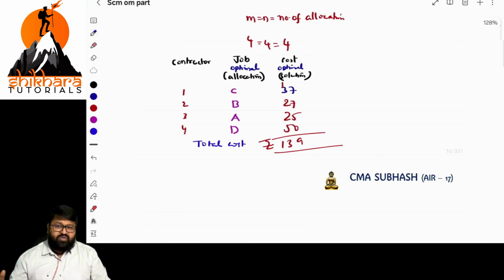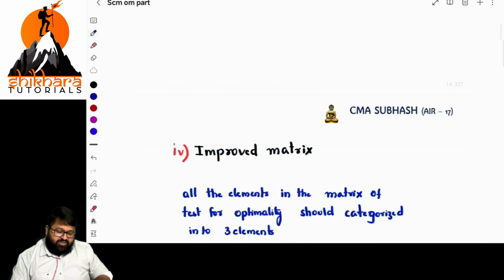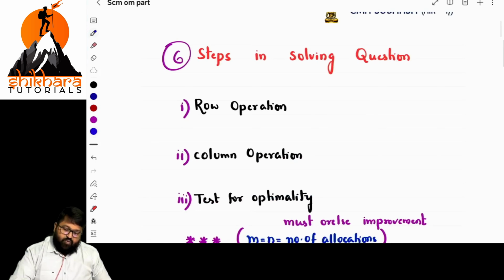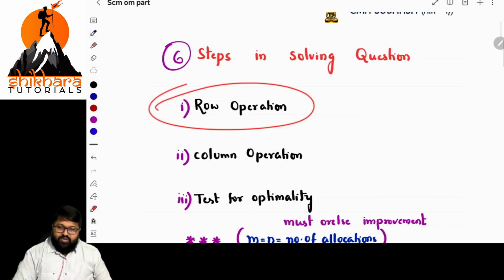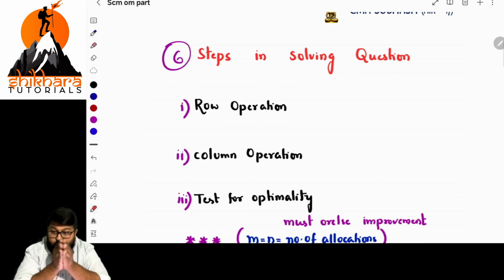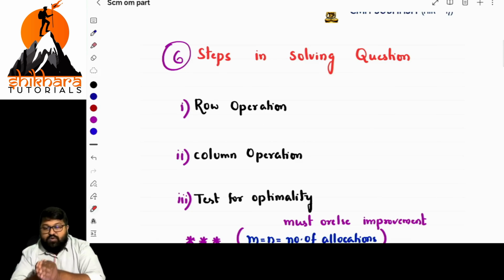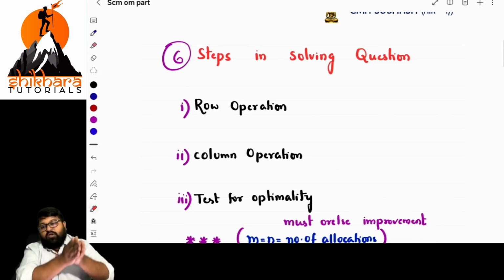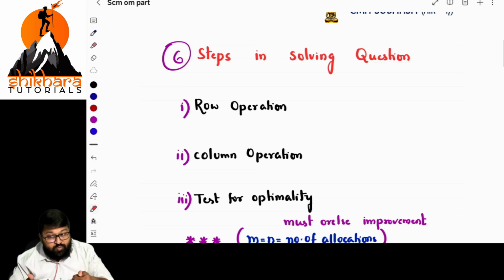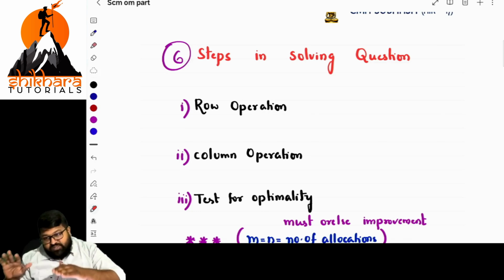If you are clear with the assignment, shall we go with a quick recall? What have we done? Basically, we are following the steps. Before the row operation, what is the basic cross check? Whether rows equal columns, and whether it is a minimization or maximization model. If rows equal columns and it is a minimization model, follow these steps. If it is a maximization model, we have to convert it into a minimization model.